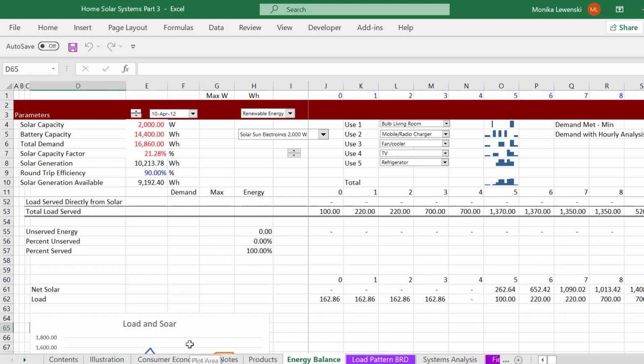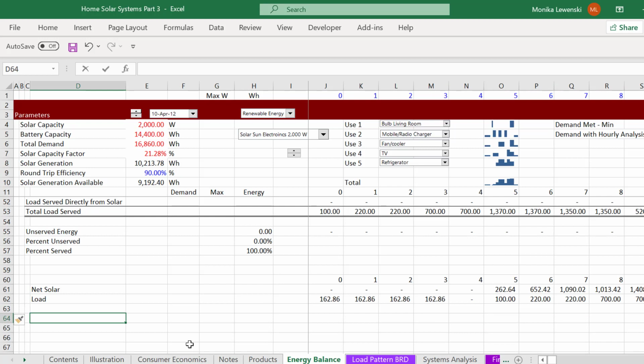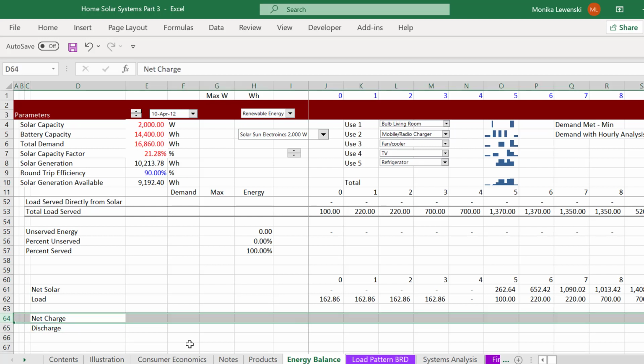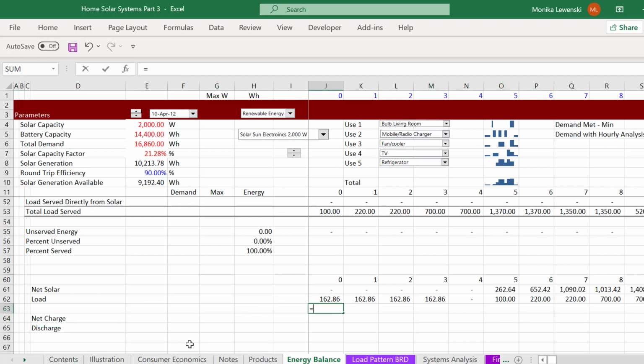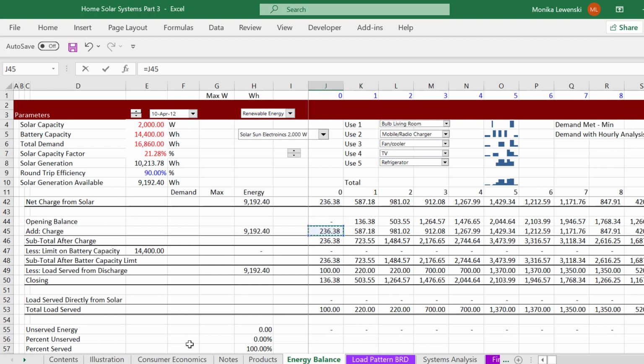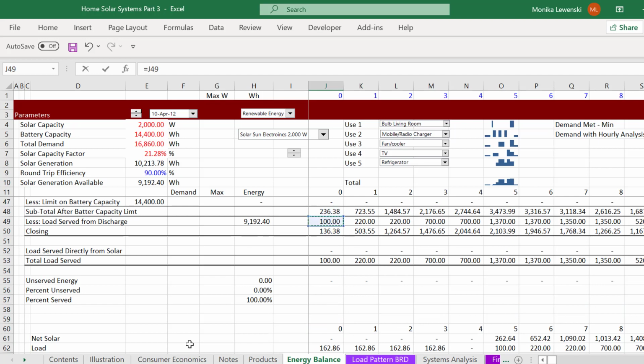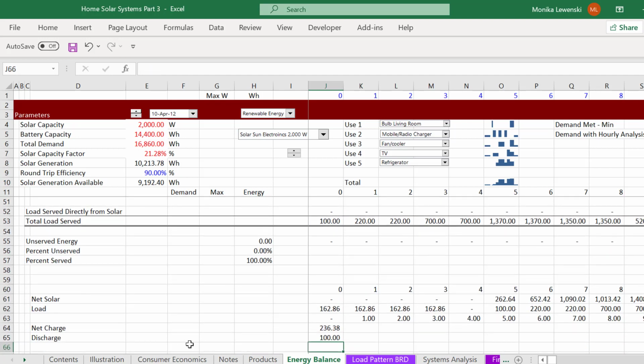So now let's make another one and just put the net charge and the discharge. That's going to be just our battery. Up here we have how much is charged, and then up here how much is discharged.